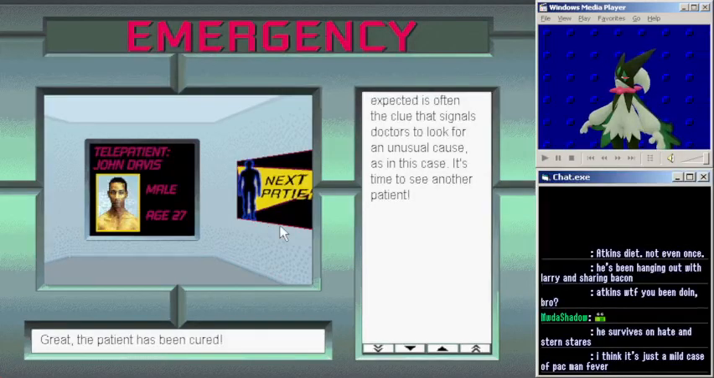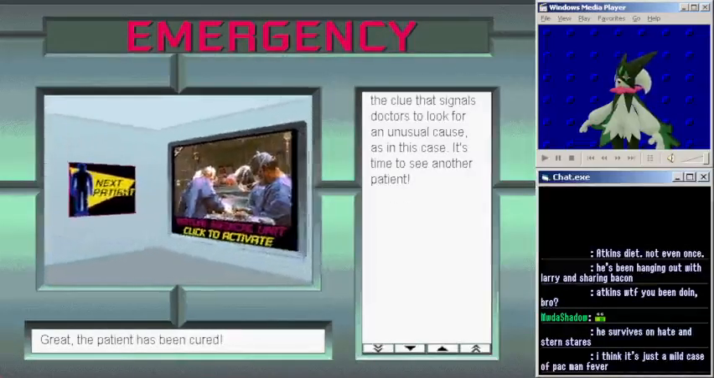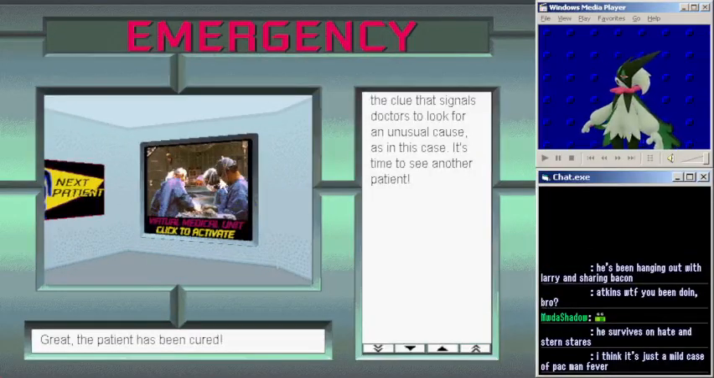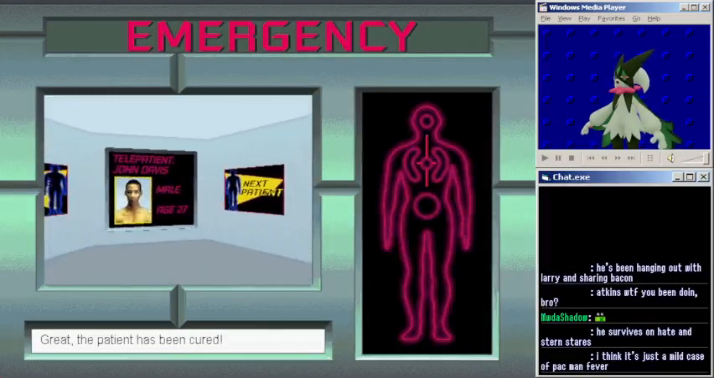It's time to see another patient. Well, sure, there's a cure for it. You just shrink down inside the body and zap all 20 viruses. Boom. Just like that.